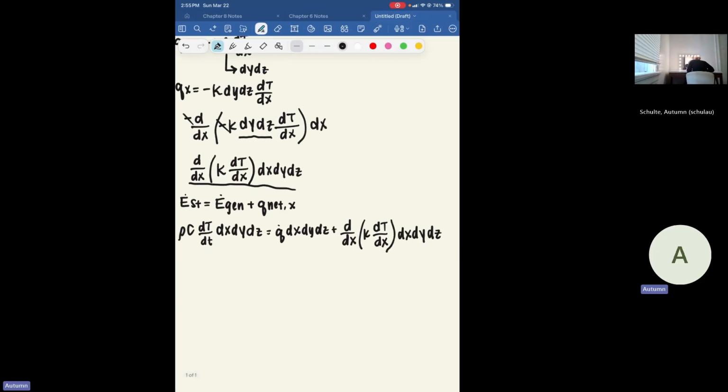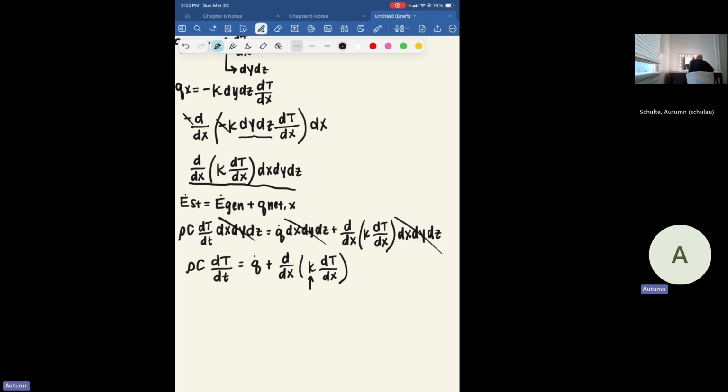Now, if we want to isolate our derivative of temperature with respect to time, we can first start off by dividing by our differential volume. So we're going to divide that out. All of those will cancel, and we're going to be left with rho c times the derivative of the temperature with respect to time is equal to q dot plus our derivative with respect to x multiplied by our thermal conductivity times the change in temperature with respect to x. And to make our lives easy, we're going to say that our thermal conductivity does not depend on x. Therefore, we can take it out of our equation.